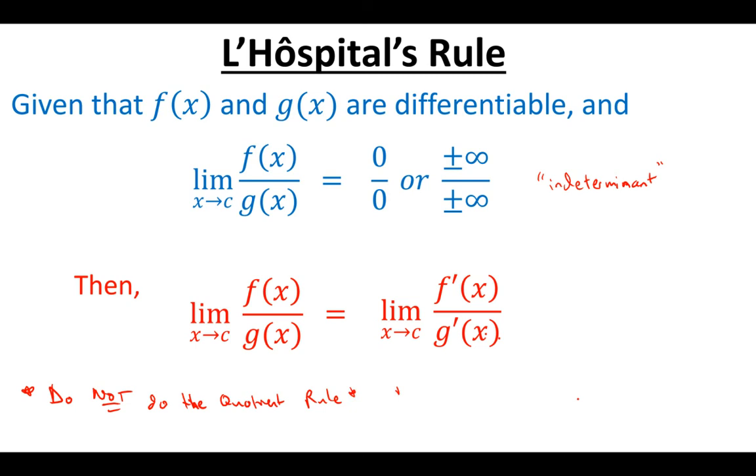And the second thing is we can use this as many times as necessary. Meaning we can take the derivative once. If we still get an indeterminate form, we try to take their derivatives again. If we still get an indeterminate form, we do it again, and we can keep doing this. Sometimes it will pan out well. Other times, maybe not so much.